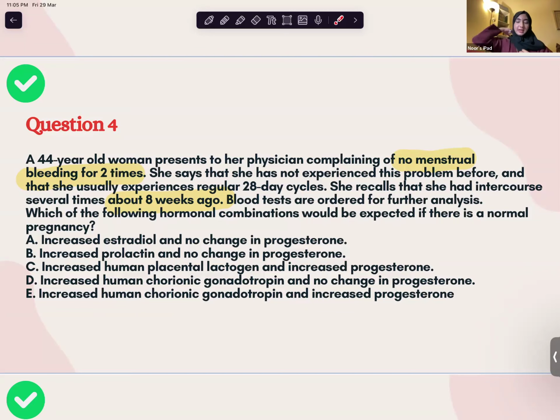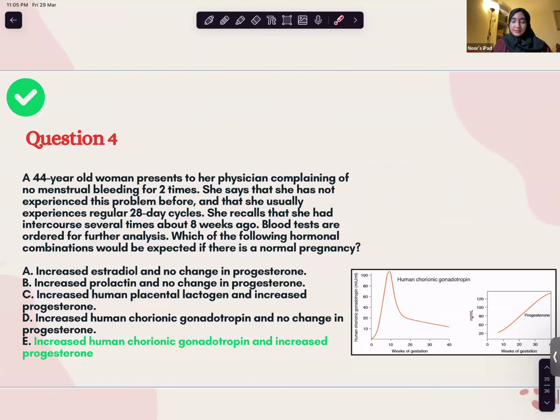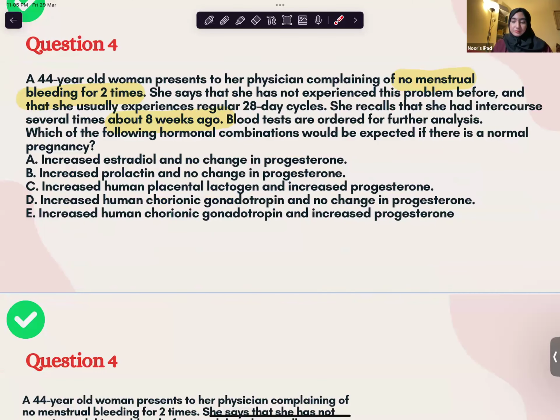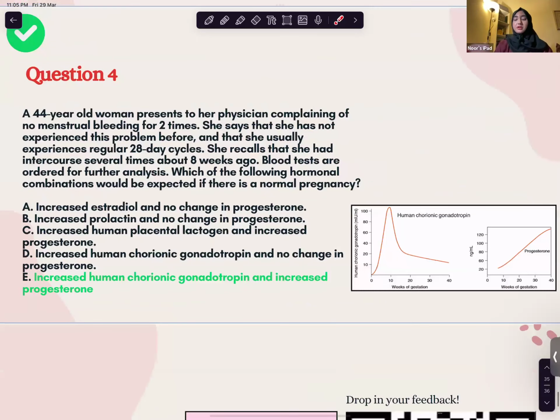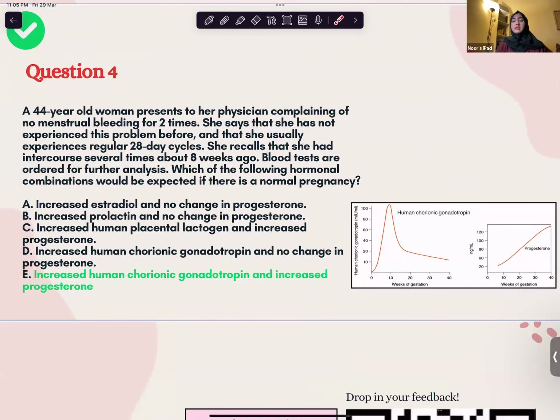Okay, someone said C, and the answer is actually E. Zara, it says, okay, so here's the question. Let me read the question again. It's saying that a 44-year-old woman, which is likely in her age of fertility, she did not have menstrual bleeding for the last 2 times. And they also mentioned that she is pregnant. So if she has no menstrual bleeding for the last 2 times, it means that there must be around 8 weeks that have passed now.